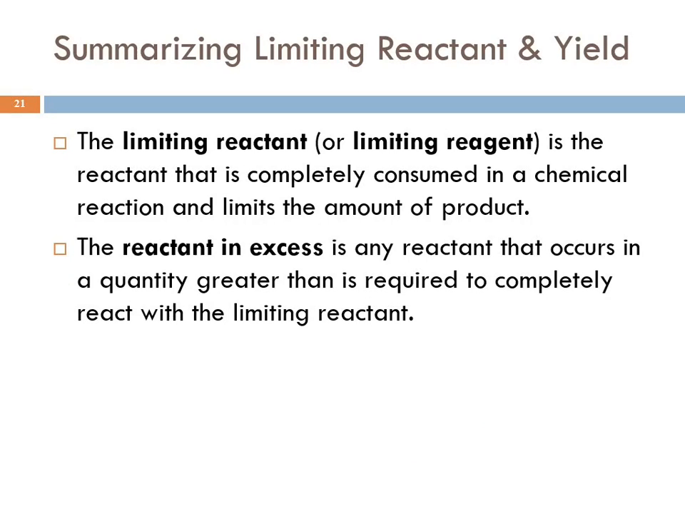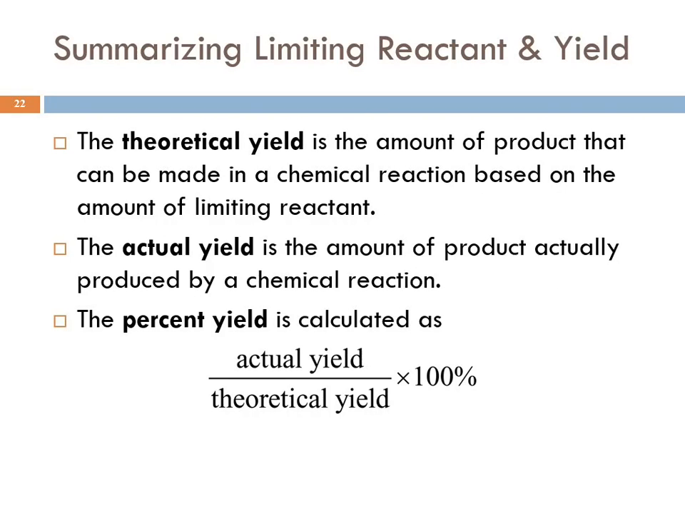This is kind of summarizing. The limiting reactant is the one that limits the reaction, and it is completely consumed. The reactant in excess is any reactant that is not completely used up, and there could be many of them. There's only one limiting reactant, and the rest would be in excess. Theoretical yield is the amount made based on the amount of limiting reactant. The actual yield is how much was actually made, and there again is the percent yield equation.